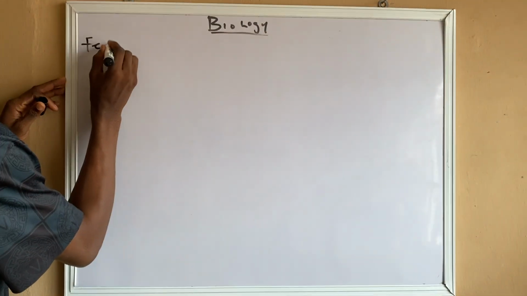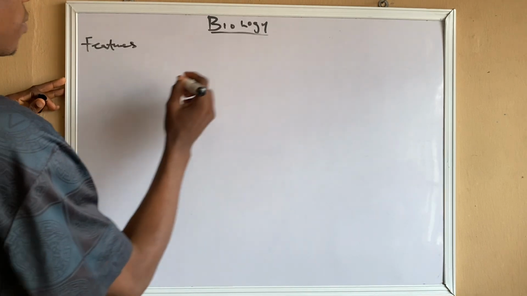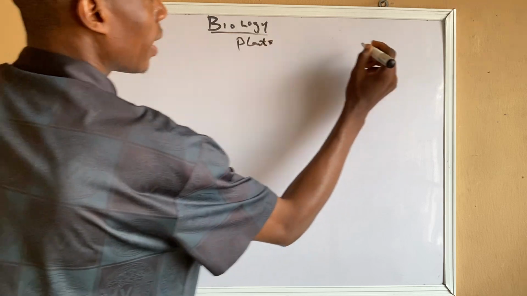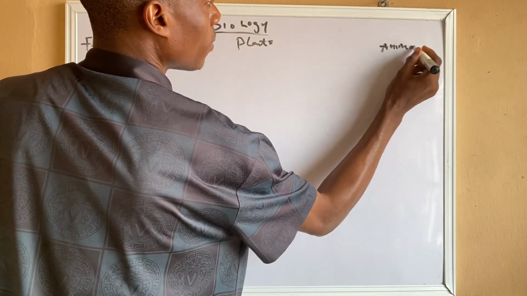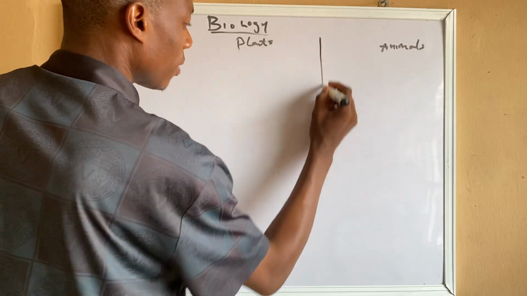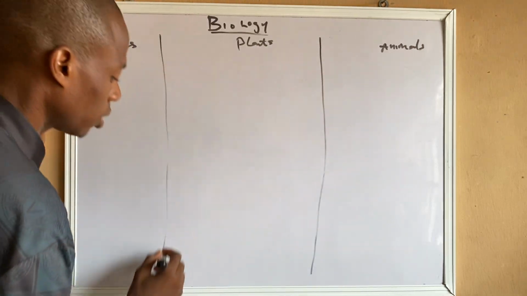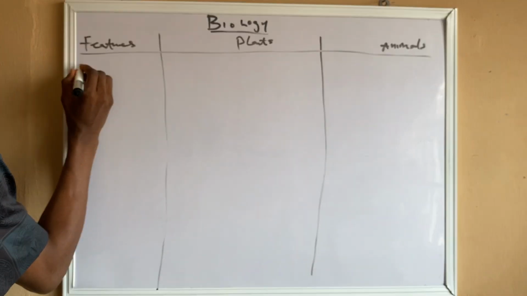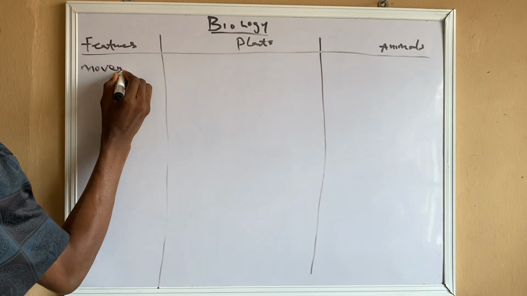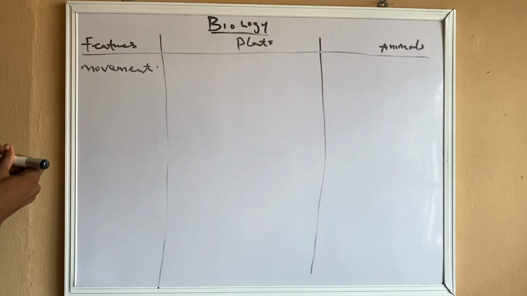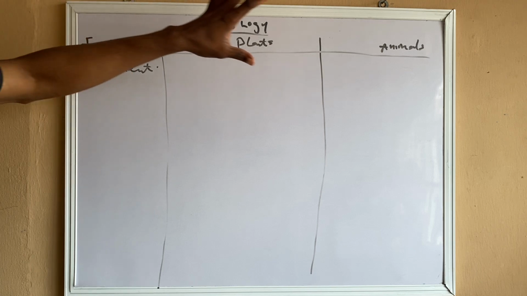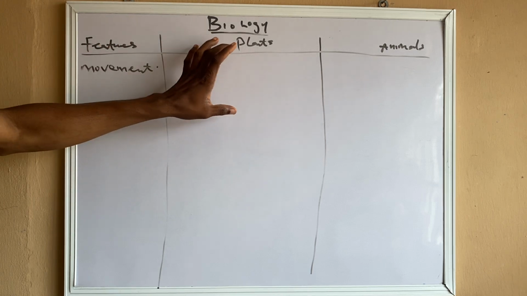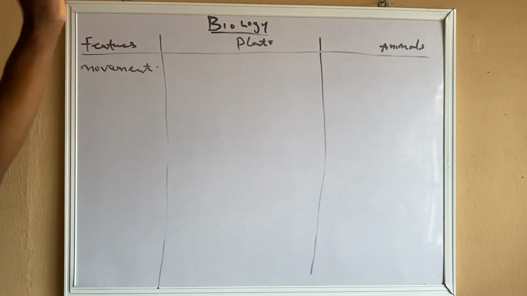Features: plants, animals. Now let's take these features. One, movement. You could remember that we have talked about the characteristics of living things, and one of the major characteristics of living things is movement. But in plants and animals, their movement is of difference.